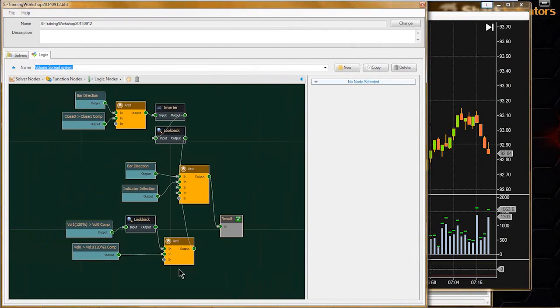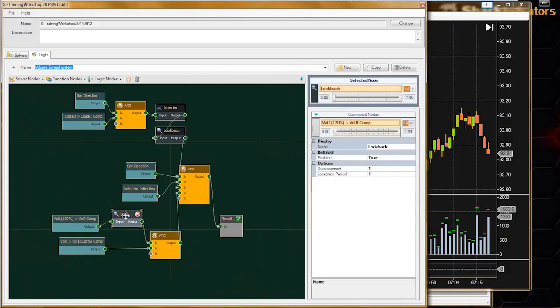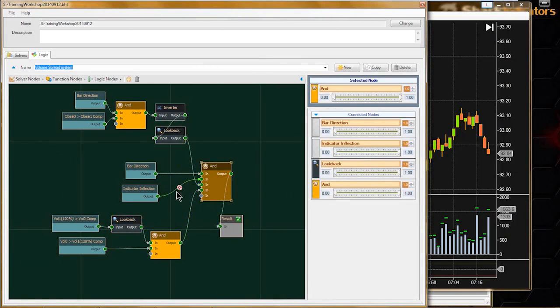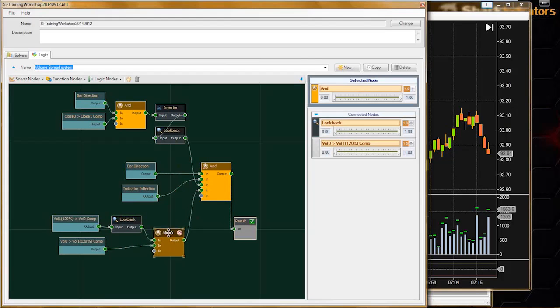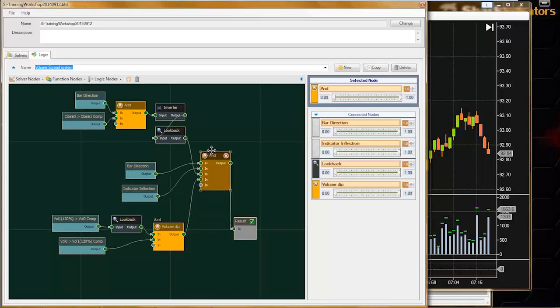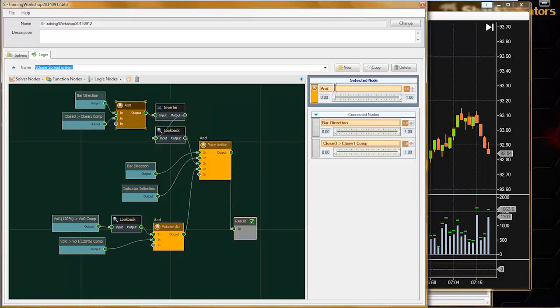So here, I'll just do a little clean up here. Kind of get these looking nice and pretty. Actually, here's a good thing to do. So let's see. I'll call this the volume dip, and let's see. This guy here is actually the price action. This AND node is actually looking at bar 1 and 2.